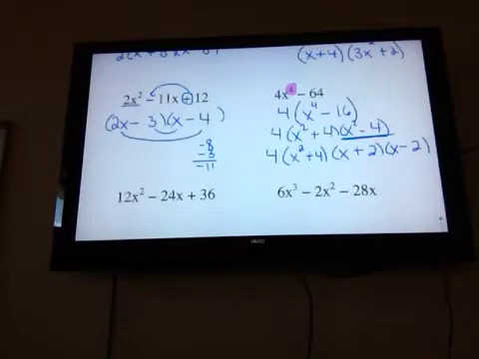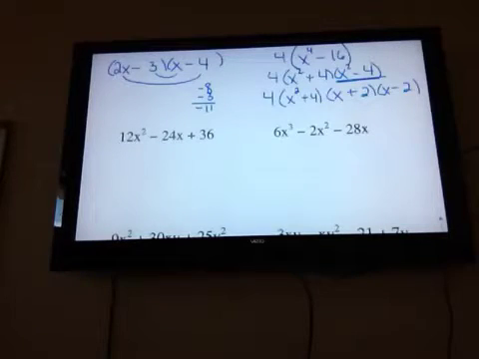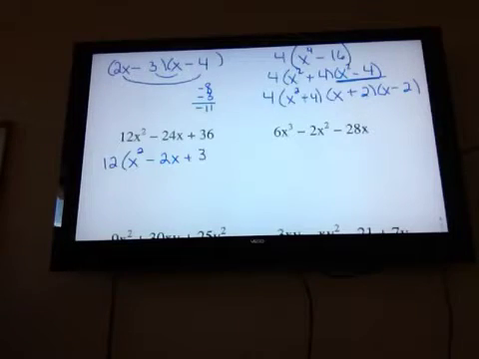Okay, next question. Is there a common factor? Why, yes, there is. I can take out a 12 from all of that. 12 into 12x squared is x squared. 12 into 24x is 2x. And 12 into 36 is 3.